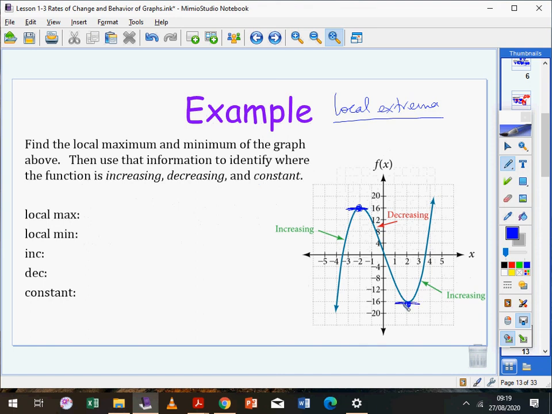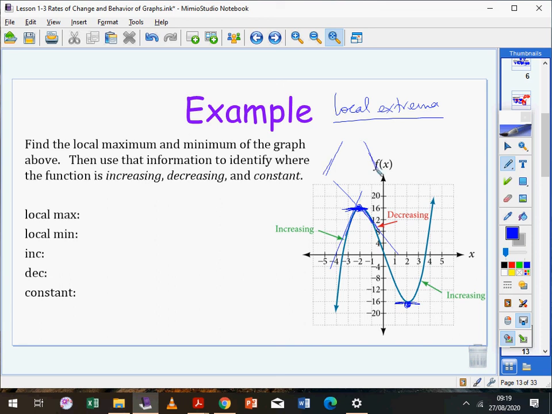The local maximum is the point where the curve changes from being an increasing function to a decreasing function. Or if you look at it closely, since this is kind of a straight line, I can draw a tangent there and I can also draw a tangent here. The slope of the function, or the gradient of the function, is changing from being a positive gradient to being a negative gradient.